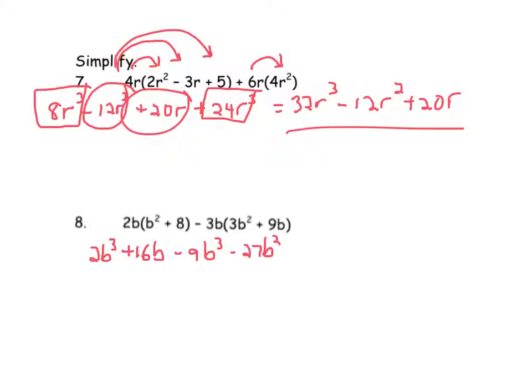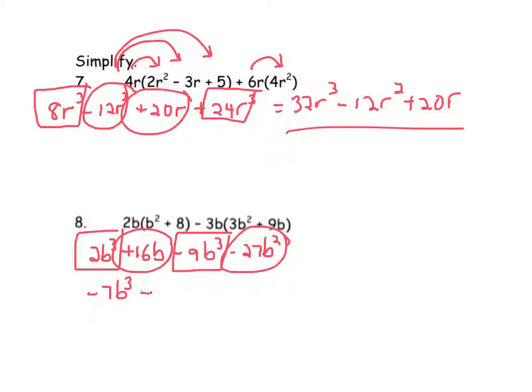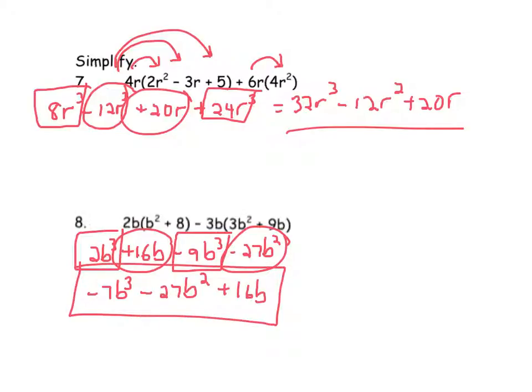Okay, so I have this. Now I'm going to combine like terms. So I have 2b cubed minus 9b cubed is negative 7b cubed. And then 16b, and then I have negative 27b squared. I can't combine those. So I'll put them in order of their exponents. So I do negative 27b squared and then plus 16b. And that should be my answer if I've done it correctly.